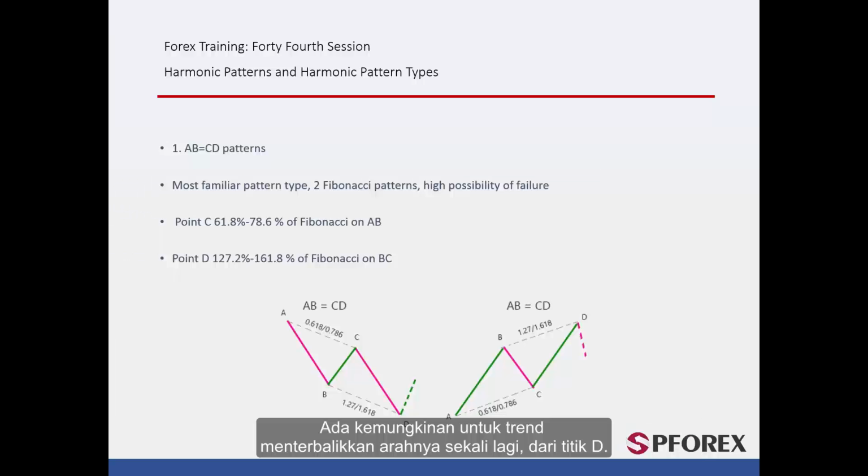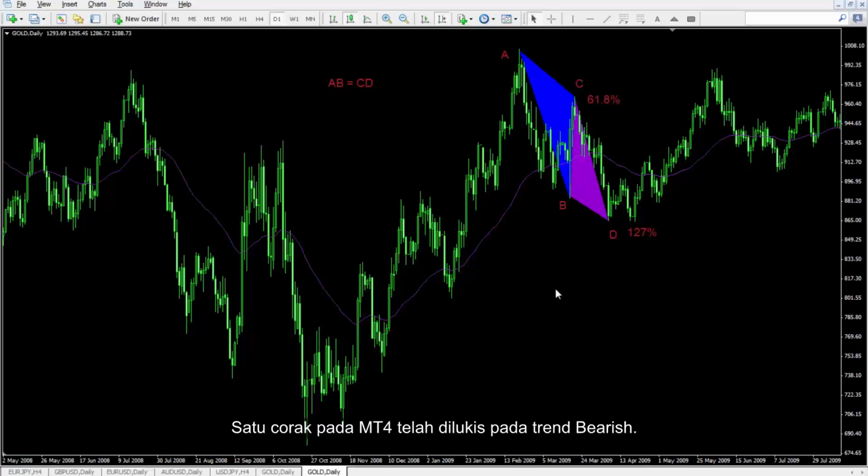It is possible for the trend to reverse its direction again from point D. A trader can place an order agreeing with the trend direction from point D. This pattern has bullish and bearish types, and the failure probability of this pattern is high. An example on MetaTrader 4 has been drawn on a bearish trend.